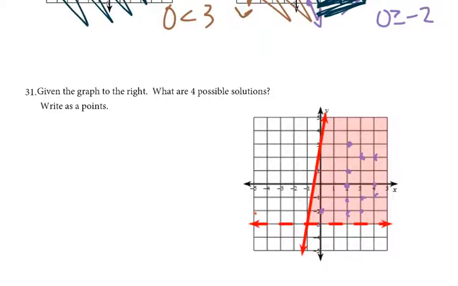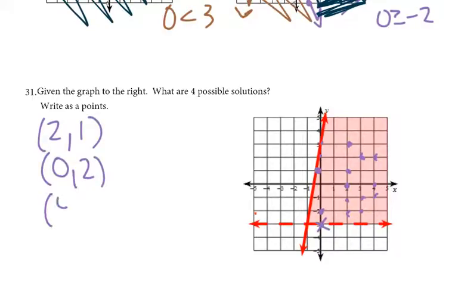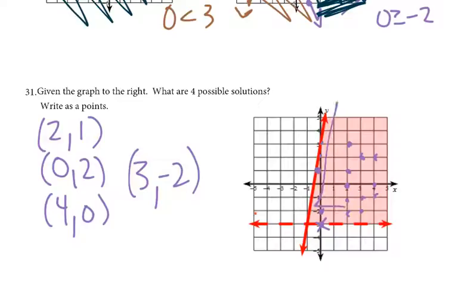Okay, could you choose one of these on a line? Yeah. Could you do it on this line? No. So we could go the point 2, 1. We could go the point 0, 2. We could go the point 4, 0. We could go the point 3, negative 2. Okay? All those points in that shaded area are possibilities.